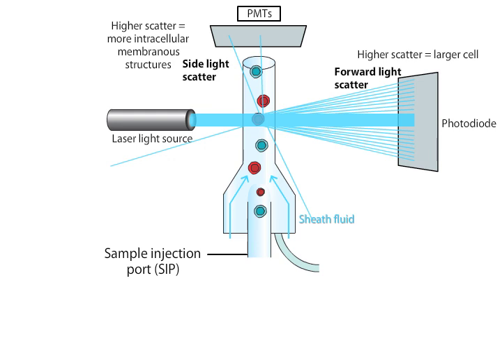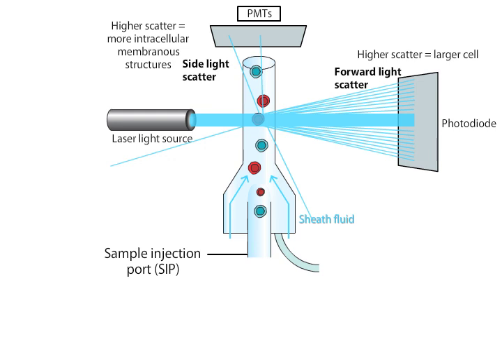Since much less light is detected by side-angle scatter detectors than by forward scatter photodiode detectors, side-scattered light is measured by more sensitive detectors, called photomultiplier tubes, or PMTs. PMTs convert light energy into electrical energy.